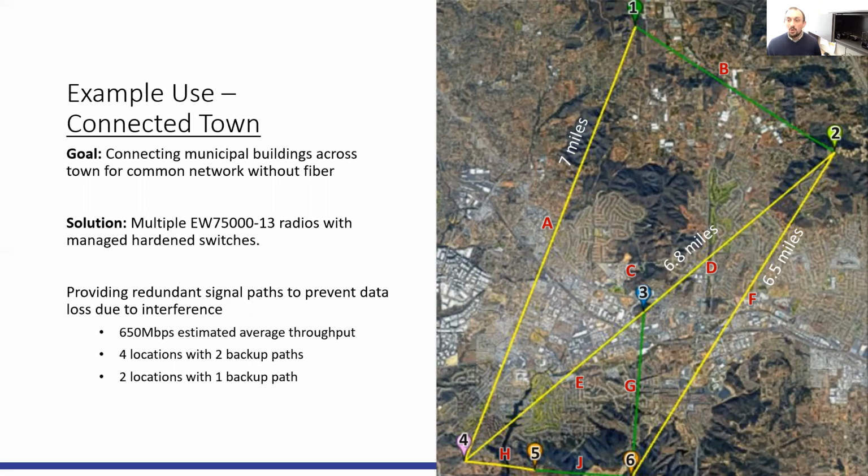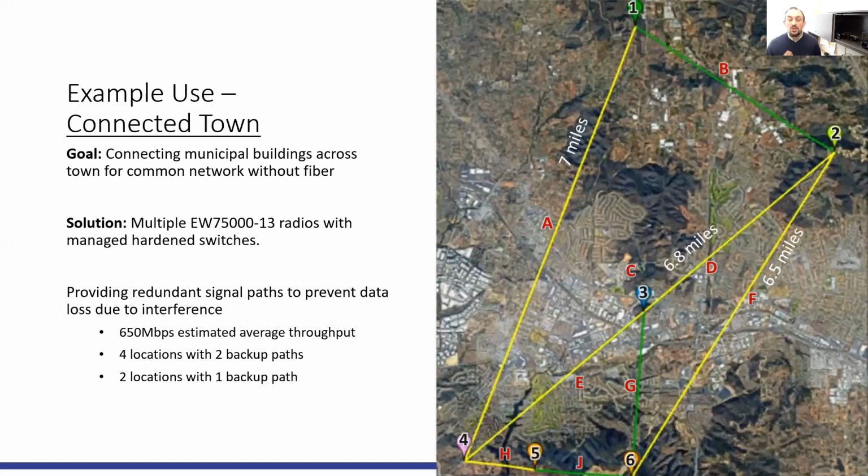So in this case, you see multiple long range radios covering miles in between, ultimately providing multiple legs so that we have 4 different locations that each have multiple backup paths, 2 different backup paths, and 2 of our locations each at least having a secondary path for that full linkage in case we have any issues between certain points. So it's still providing a very high throughput, even though we're talking about a distance of upwards of 7 miles at our longest leg. The average throughput across the system was still over half a gig, 650 megabits per second.